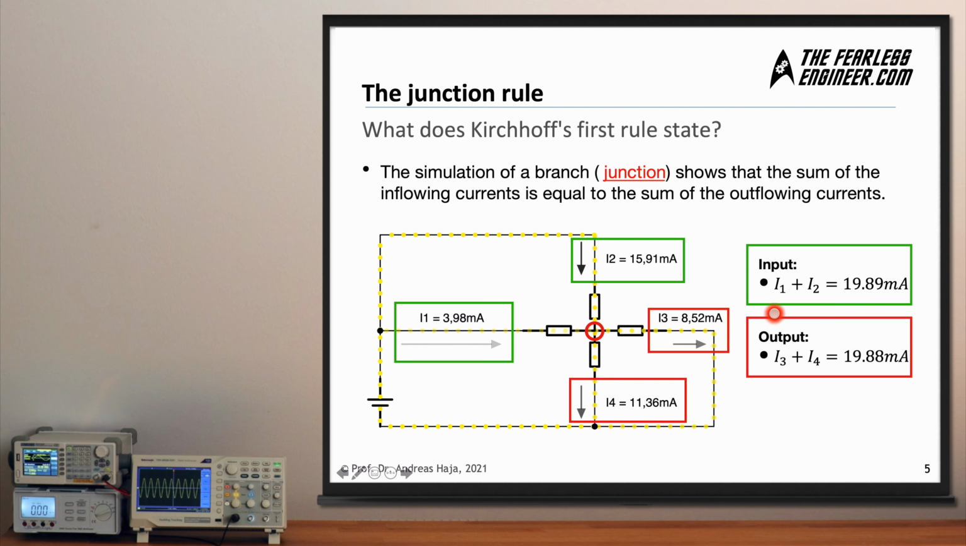And interestingly, if you compute the sums of the inbound currents and the outbound currents, they are exactly at the same value, 19.89 or 88, almost the same milliamps. And this is basically what the junction rule tells us, that the sum of the incoming currents into a node and the sum of the outgoing currents out of a node is identical.